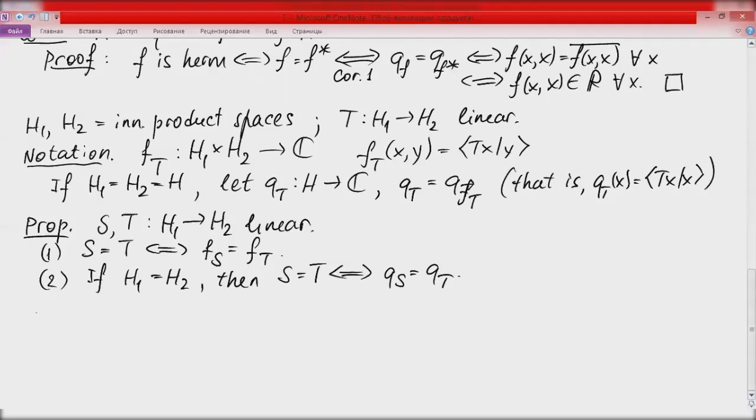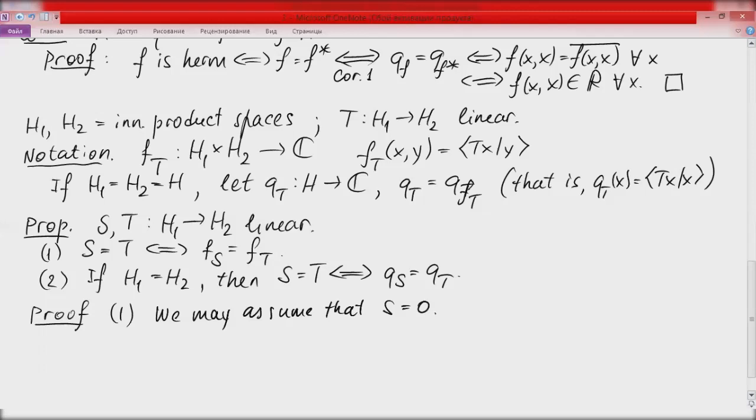Well, the proof is very easy. To prove property 1, we may assume from the very beginning that one of the operators is 0, say S is 0. Otherwise, we just consider S minus T. So it's clear that if T is 0, then Ft is 0.